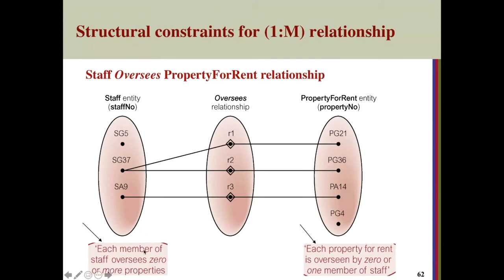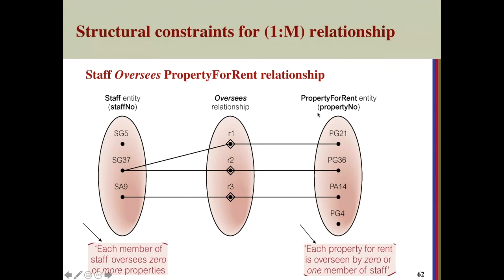From staff, each staff member oversees property for rent. The relationship is oversees. Each staff member oversees a property. How many properties? We have to write the numbers. 0 or more. Some staff, they are working there, but so far they are not overseeing any property. So it can be 0 or it can be more. So each staff oversees 0 or more properties for rent.